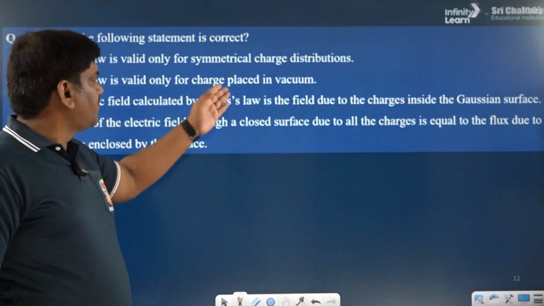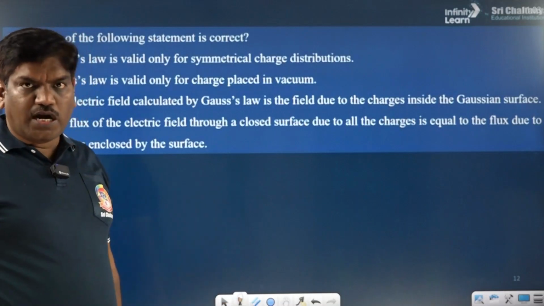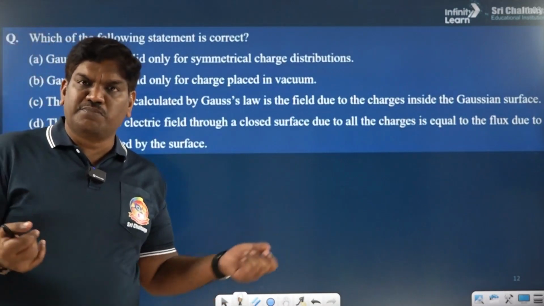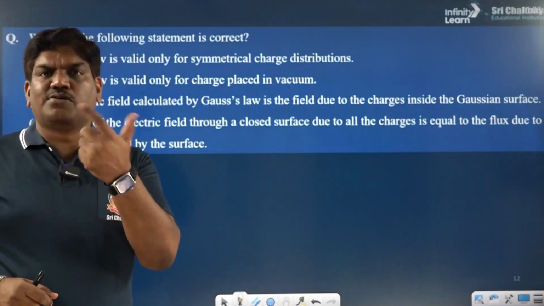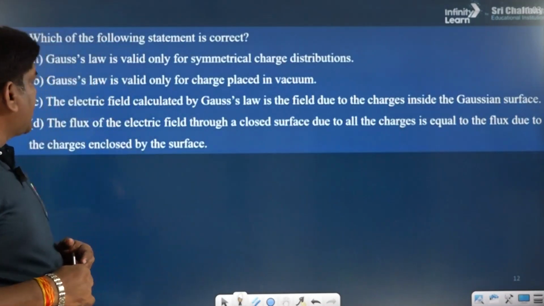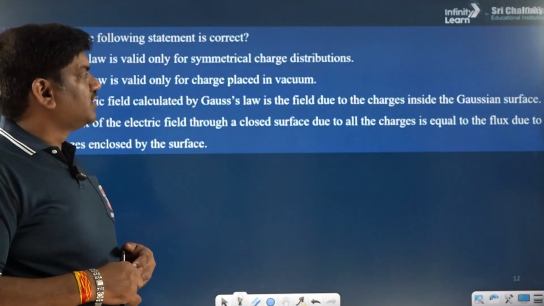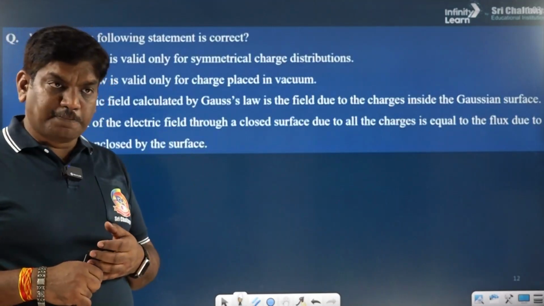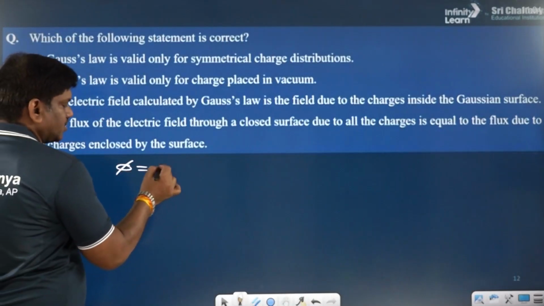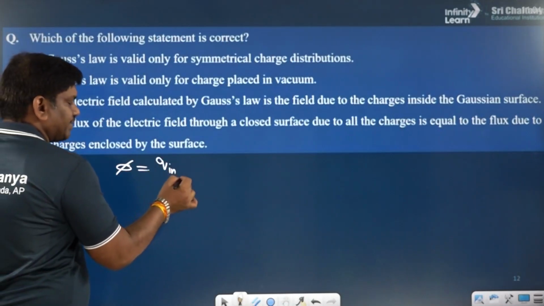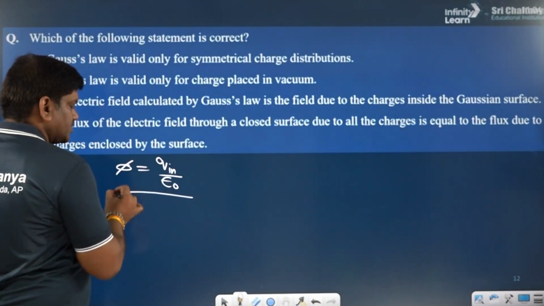Gauss law is valid only for the charge placed in vacuum? No. Even if the charge is placed in a medium, it will still be valid, only the expression epsilon naught will change. The electric field calculated by Gauss law is the field due to the charge inside the Gaussian surface. See, in the expression of Gauss law, you are saying the total flux is Q inside by epsilon naught.